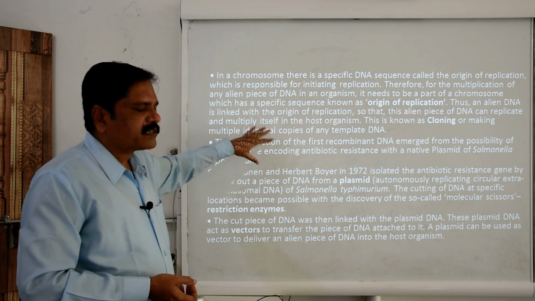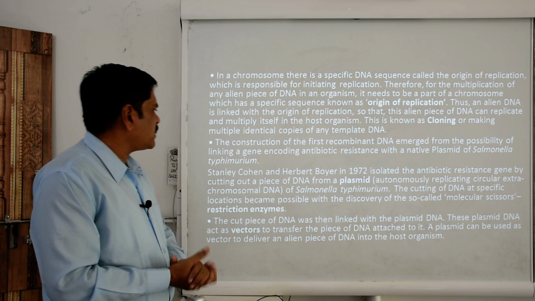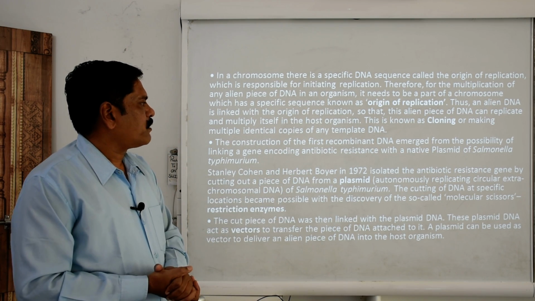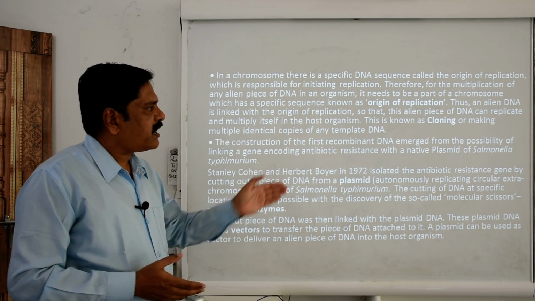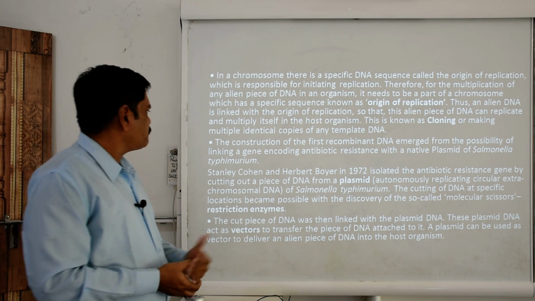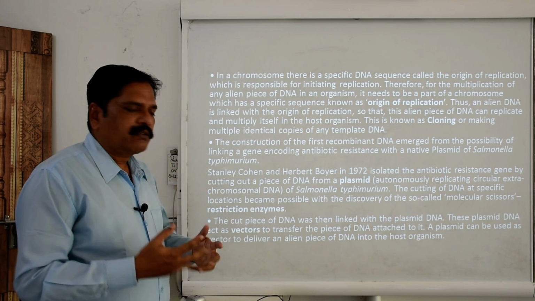Okay, so this became possible for the first time with the help of this one thing. Scientists Stanley Cohen and Herbert Boyer, in 1970, isolated the antibiotic resistant gene by cutting out a piece of DNA from a plasmid. You know that. What is a plasmid?